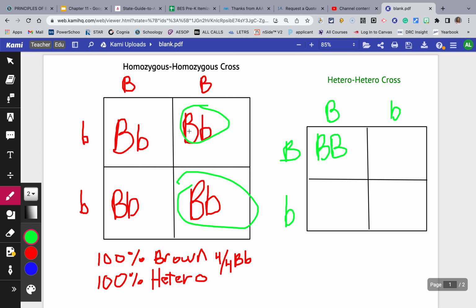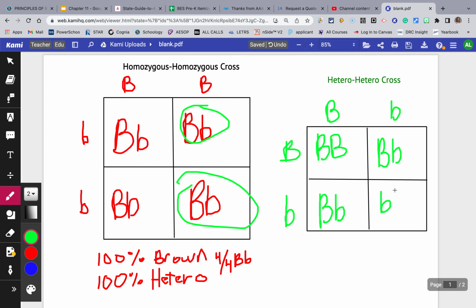That's definitely different from over here, right? So what's directly across from this, above this one, is little b. Directly across from it is big B. I always put the dominant first. You just put what's on top and on the side. Big B, little b. Over here, what's on top, what's on the side?